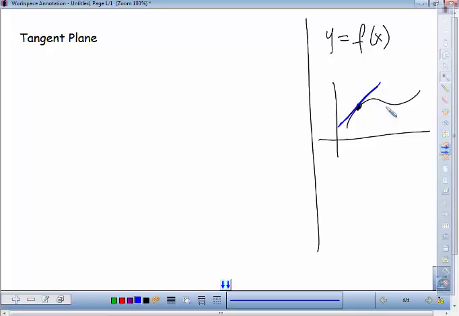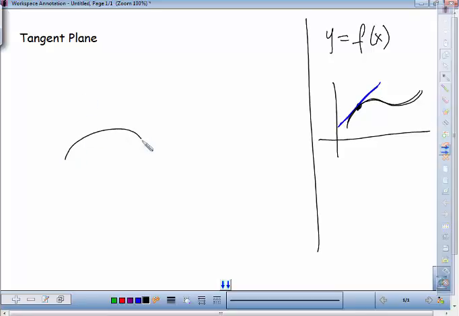So the idea behind the tangent line is that if you take a look at a function, you zoom in at a particular point, that function, this graph that looks all wavy like this, when you zoom in, it'll look like a line. And so that's the same idea for the function in 3 dimensions.